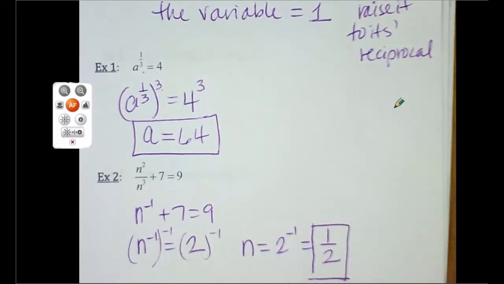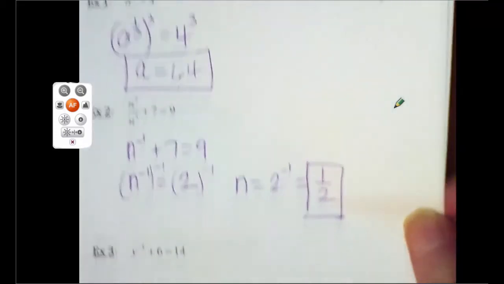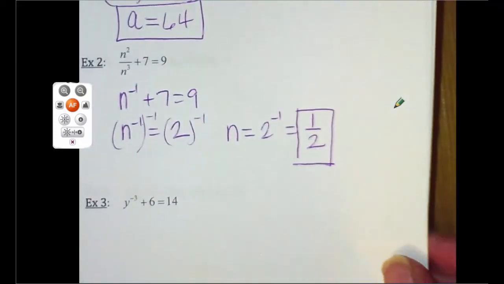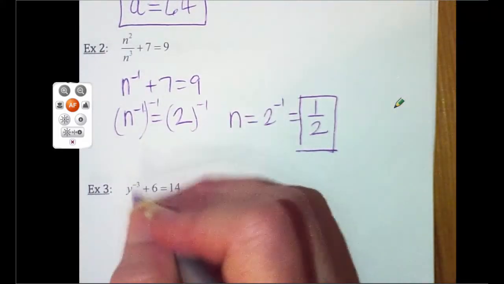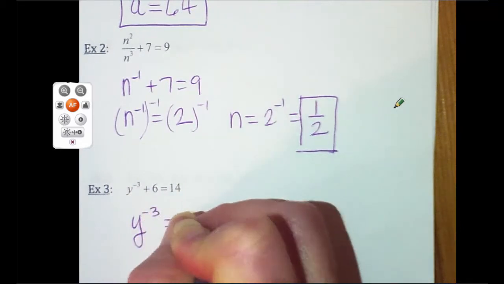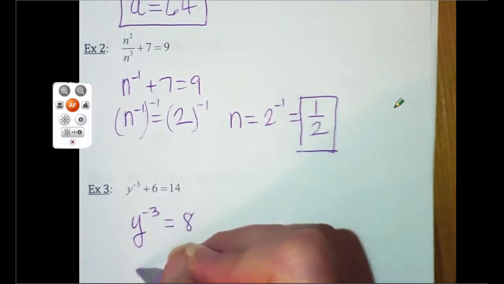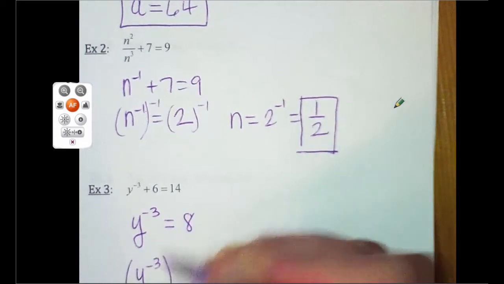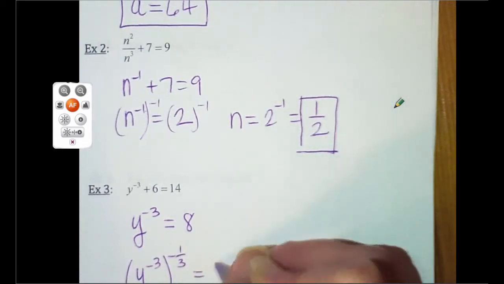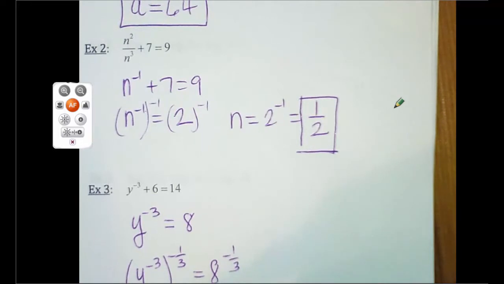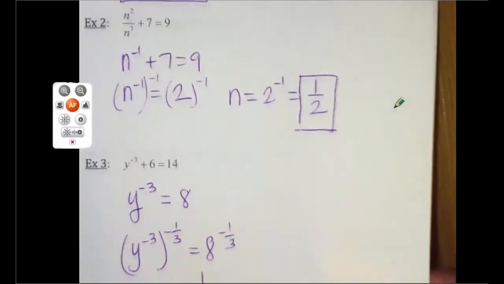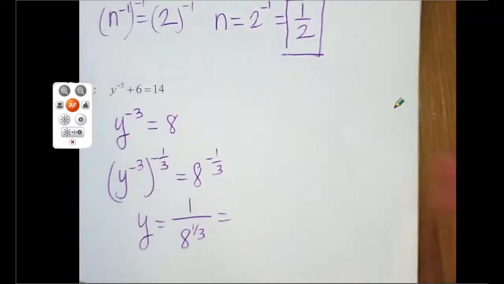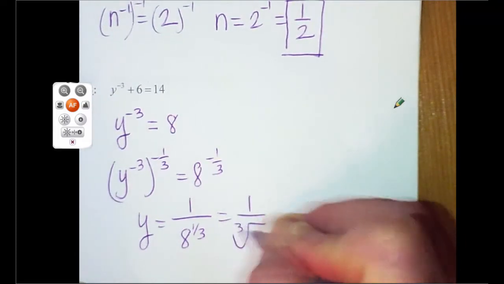Our final example for this kind of equation is y to the negative third plus 6 equals 14. Again, we need to get y alone. Subtract 6 from both sides. Y to the negative third is 8. I need to raise both sides to the reciprocal of negative 3, which is negative 1/3. So y is 8 to the negative 1/3, which is 1 over 8 to the 1/3, which is 1 over the cubed root of 8, or 1/2.